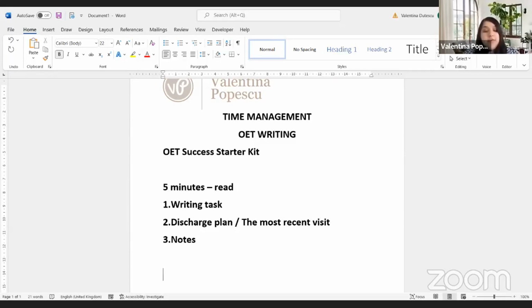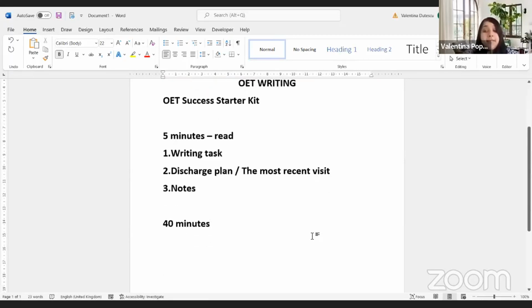Now, after this, you have 40 minutes to write, but this is not correct. Okay, it's not okay to just start writing, and this is a common mistake students make. The first 5 to 10 minutes should be spent planning. Now, planning means you need to identify the type of letter you have. You need to think of the number of paragraphs and the topic of each paragraph. And you also need to select the relevant case notes and organize them per paragraph.